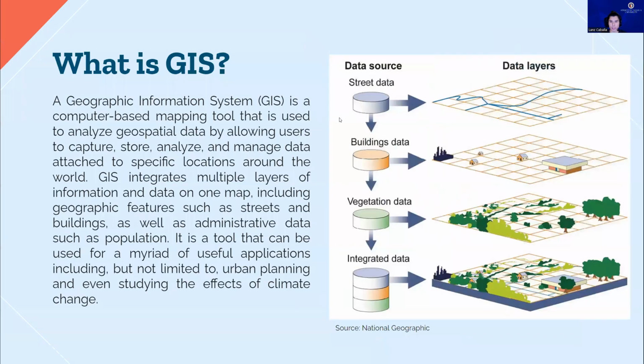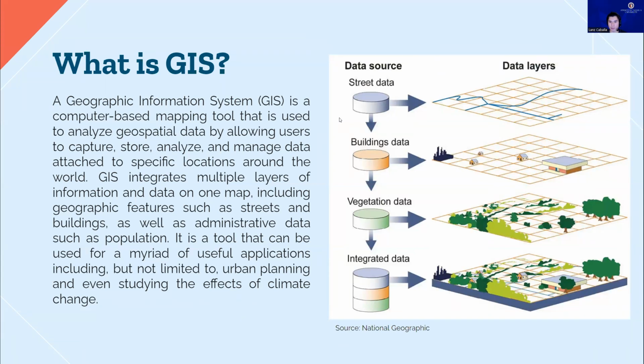A Geographic Information System, or a GIS, is a computer-based mapping tool that is used to analyze geospatial data by allowing users to capture, store, analyze, and manage data attached to specific locations around the world. This can include data on physical features like terrain, vegetation, and bodies of water, as well as data on human activities such as population density, transportation networks, and land use.